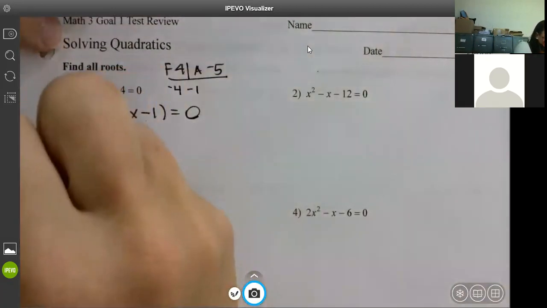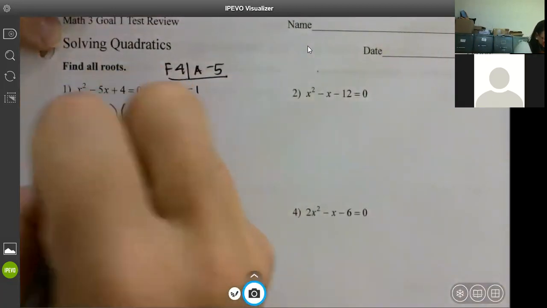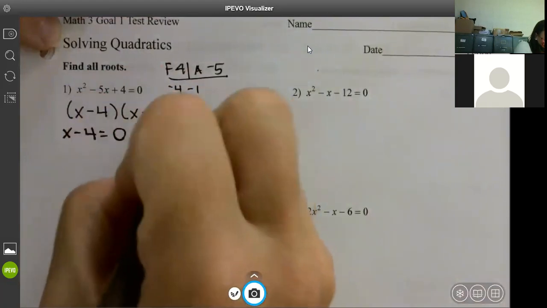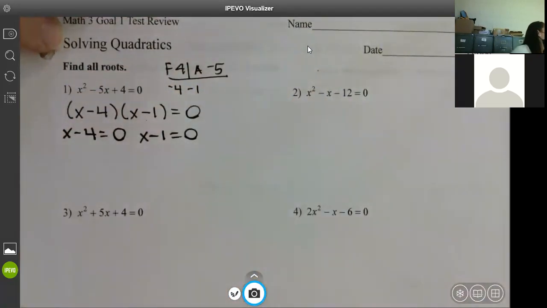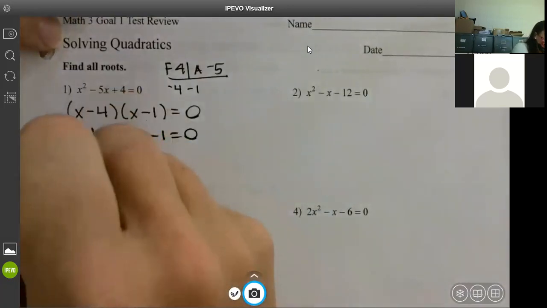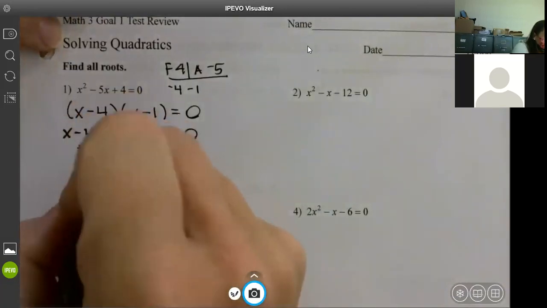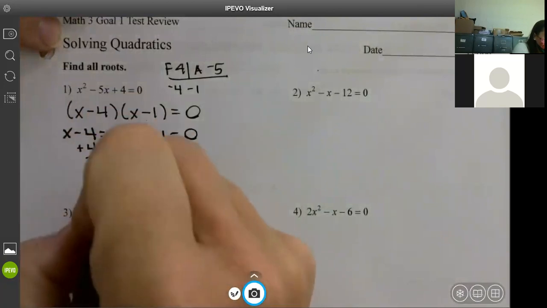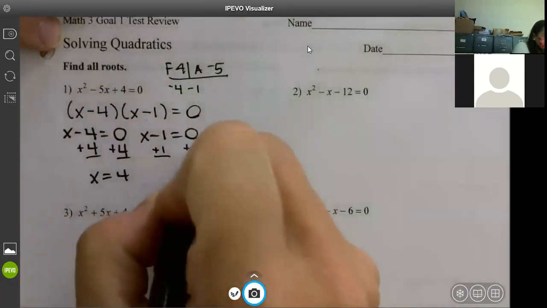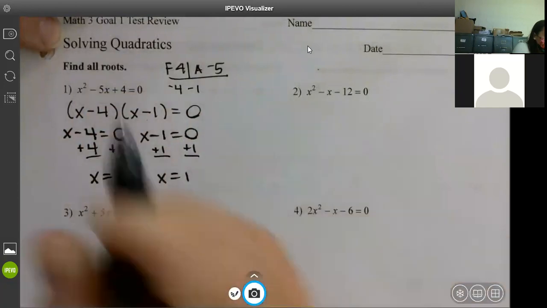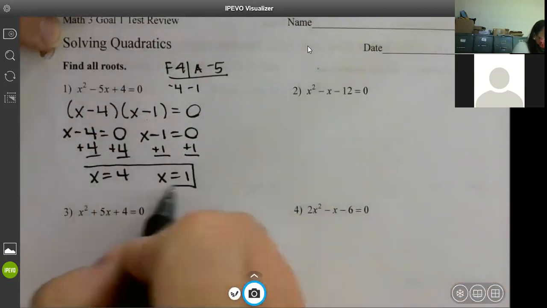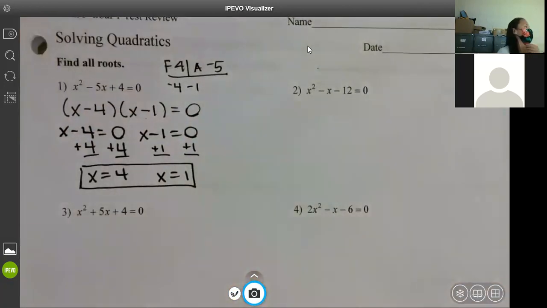And then remember, we set each factor equal to 0 and solve it, but you don't have to show this work because you know that you can just change the sign, and that's perfectly fine. Or if you solve it out, we get x equals 4 and x equals 1. Make sure that if you don't show your work, you do change the sign.